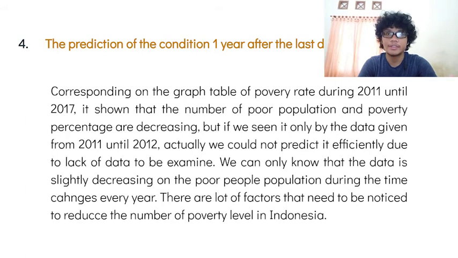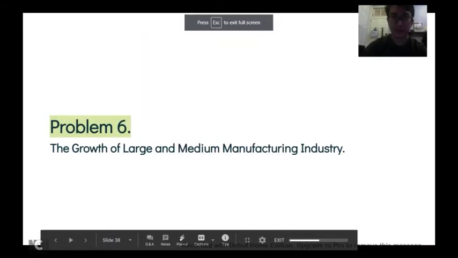But if we see it from the graphs, around March 2013, the number of poor population would maybe slightly change, decreasing to 1 million. So next is problem number 6.